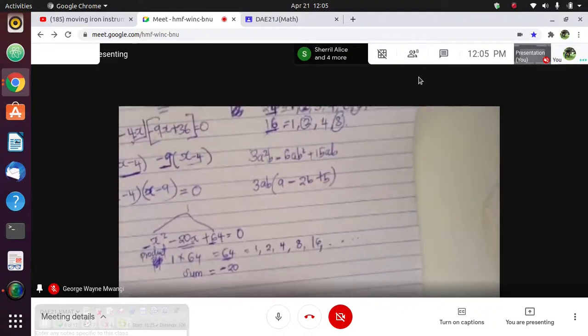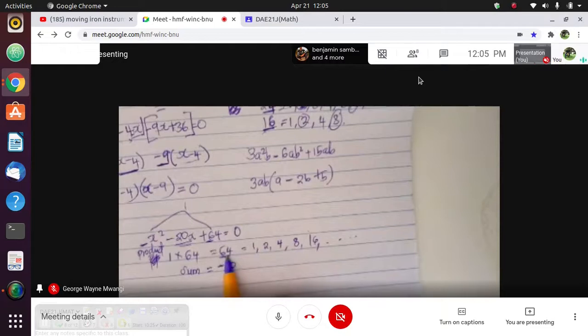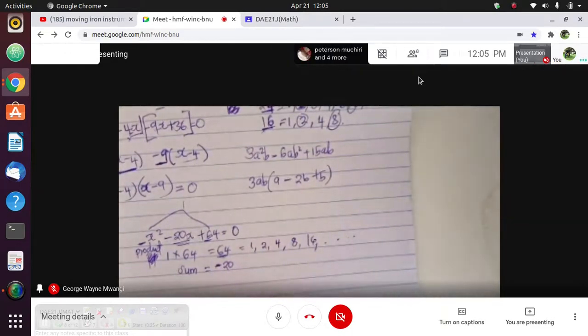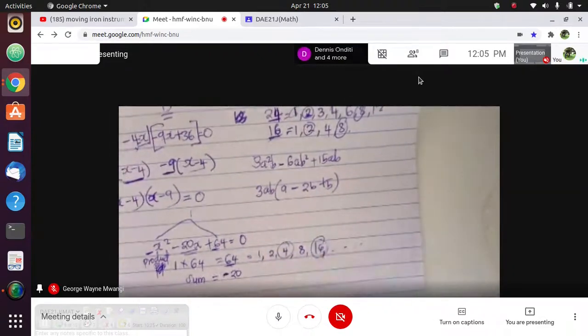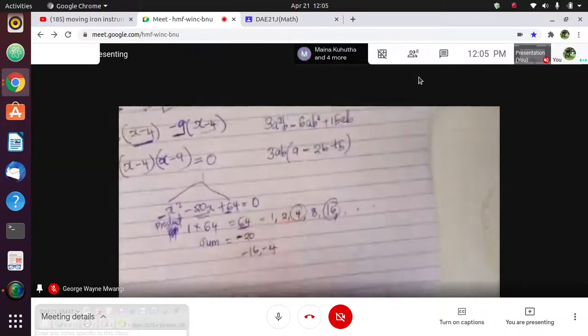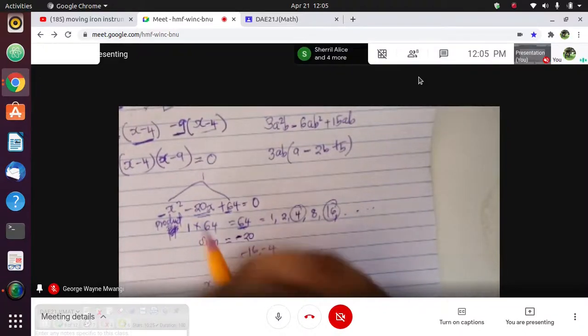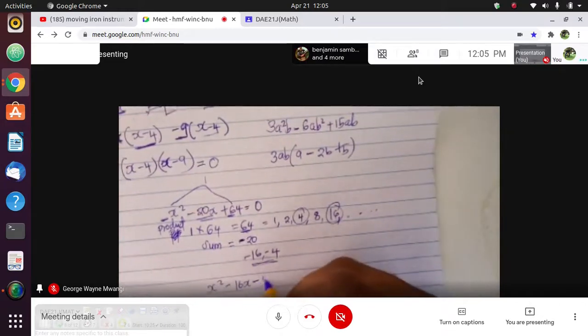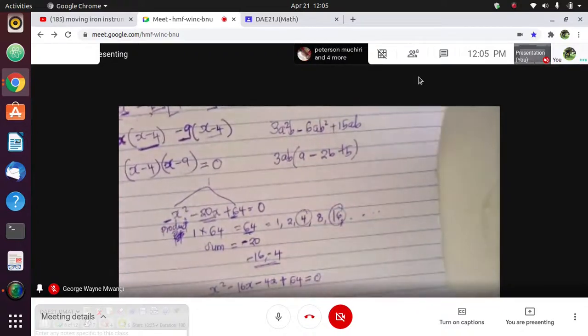Now, which numbers between these will I multiply to get 64, and when I add them, I will get minus 20? We have 4. Are we together? Minus 16 and minus 4. Those are our roots, our factors. Now let us rewrite our equation using these numbers. So x squared minus 20x is now minus 16x minus 4x plus 64 is equal to 0.